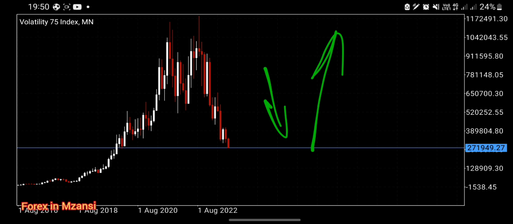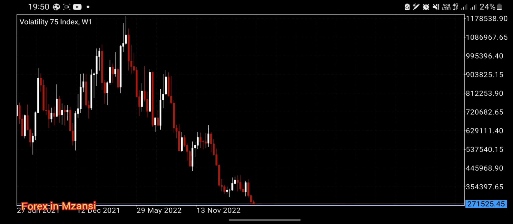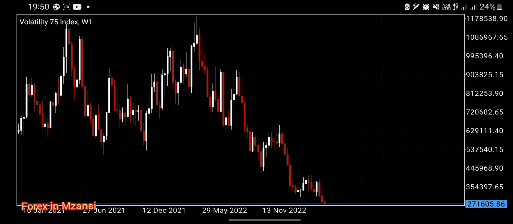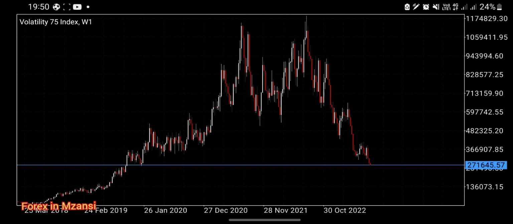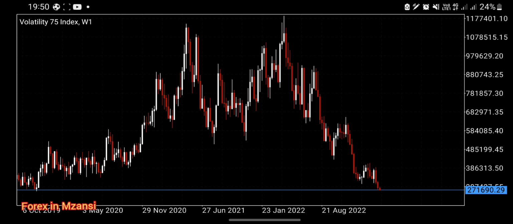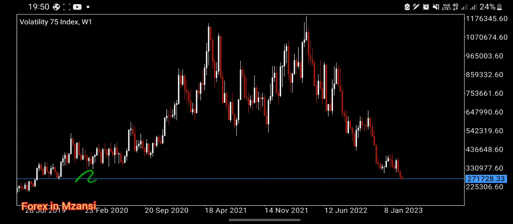So let's check the structure on weekly. All right, let's check weekly. All right, so this is what we have on weekly. Weekly, in terms of the structures, looks more or less the same as our monthly, because we are just inside a support here. This is the current support.